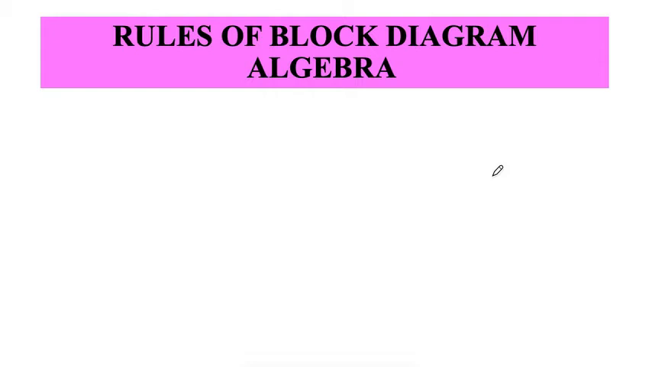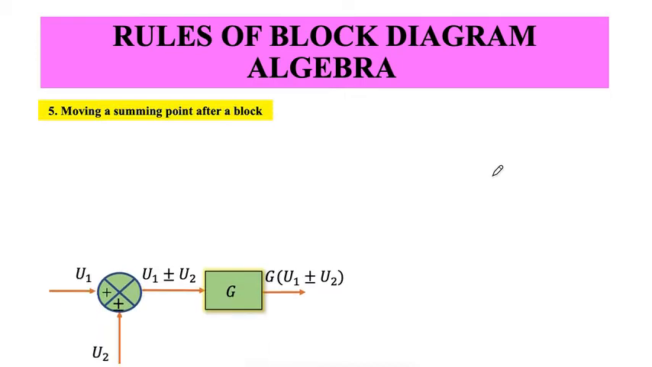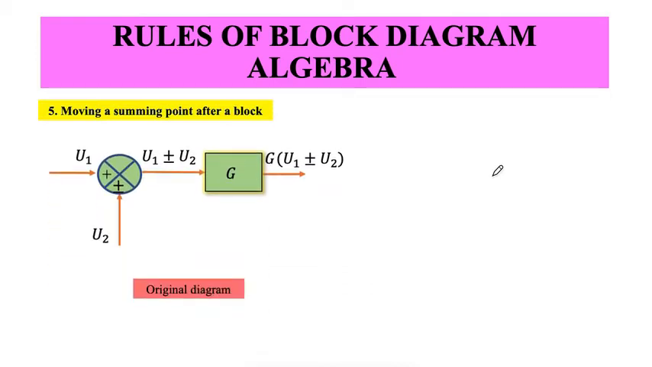So this is my summation point again. Okay, and then I have a block. So what I aim to do here is move the summation block over here. I want to move my summation point after a block. So this guy moves backward, somewhere here. So what should happen here is that the signal should still be the same.